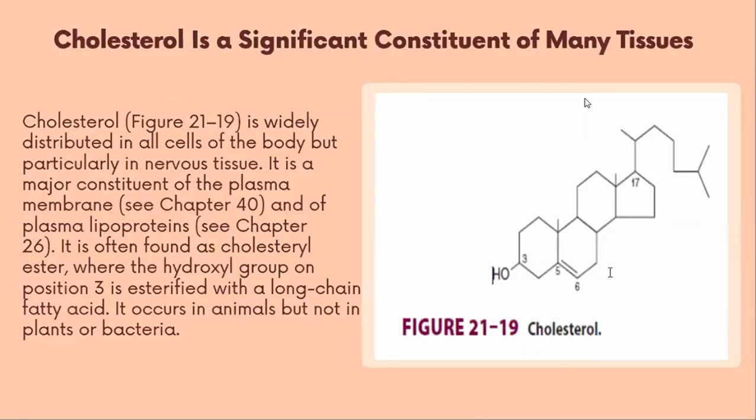Cholesterol is a significant constituent of many tissues. Cholesterol is widely distributed in all cells of the body, but particularly in the nervous tissue. It is a major constituent of the plasma membrane and of plasma lipoproteins. It is found as cholesterol ester, where the hydroxyl group on position 3 is esterified with a long-chain fatty acid, and it occurs in animals, but not in plants or bacteria.